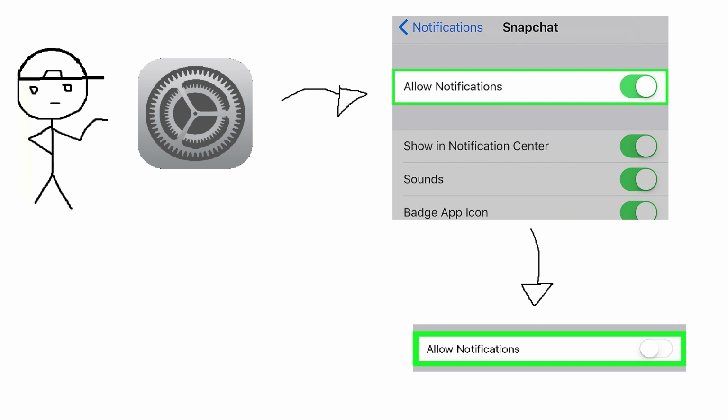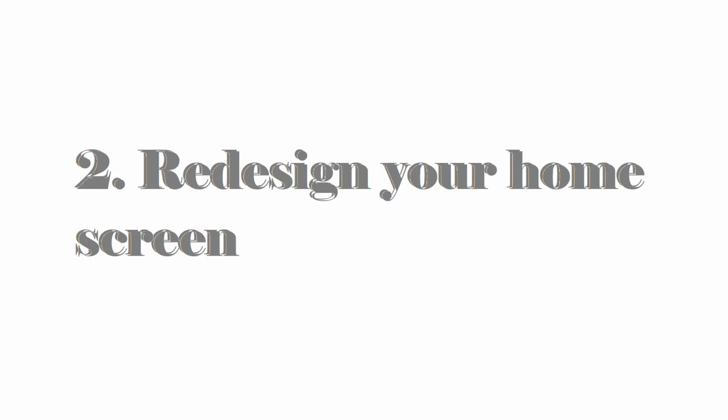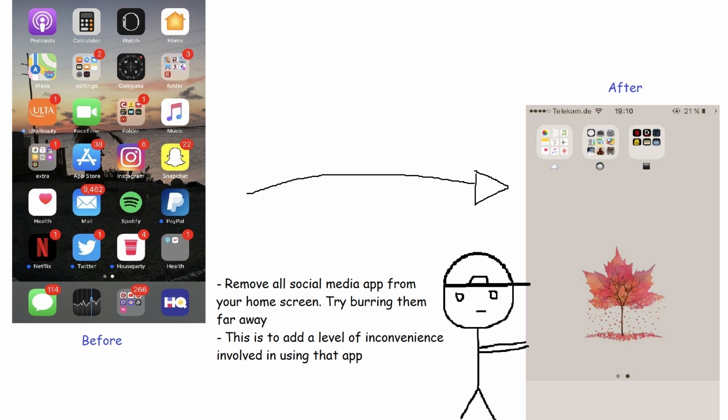The second thing is to redesign your home screen. With this one, the logic is that whenever you have social media apps on your homepage, they are too accessible. It's easy. So what you should do in this situation is tuck them away in a folder far away at the last page, or remove them from your homepage. Make them hard to get, thus removing one more incentive to use the app.